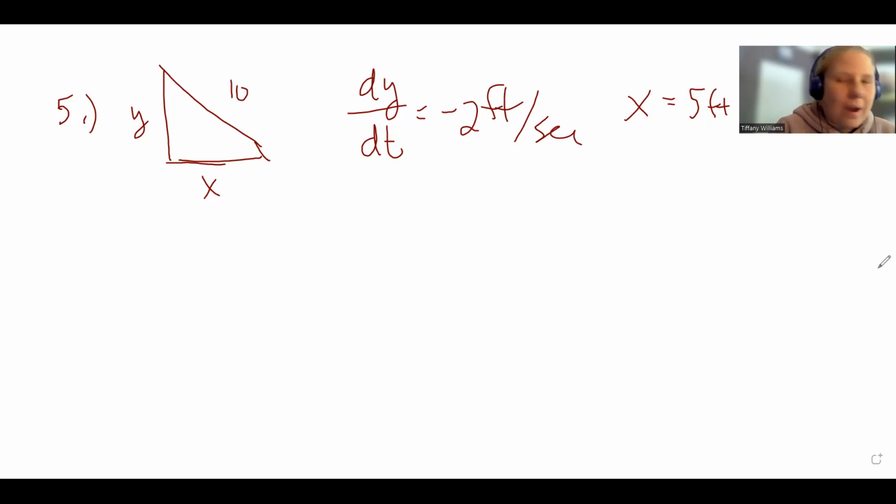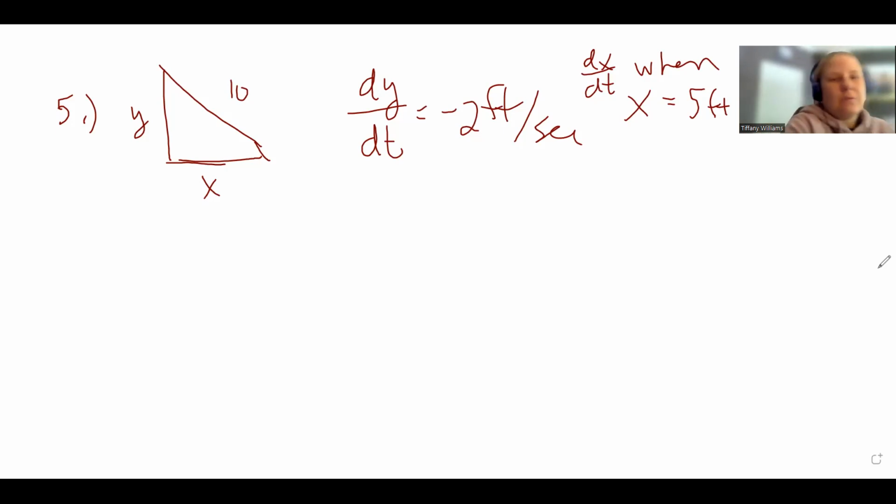So please be aware here, since we're trying to figure out how quickly it's moving away from the bottom of the wall, in this particular problem, I'm actually going to be after dx/dt. That's what I want to know. So it's really important that we want to know dx/dt when x equals 5 feet. So that's what I'm after.